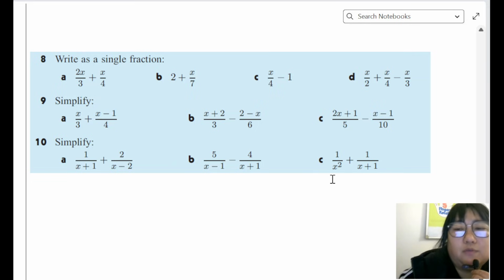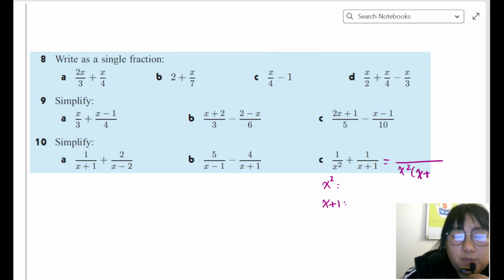So now I will show you how we can do question C. Question C, if I'm talking about the multiple of x squared and multiple of x plus 1, we have to consider how we can get a lowest common multiple because we don't know what's the value of this unknown. So that means the best way is I will use x squared times x plus 1, that will be the best lowest common denominator. So that is what I'm going to do.